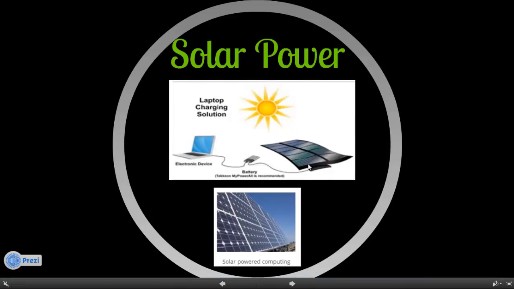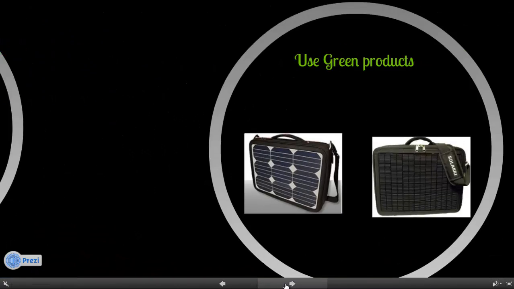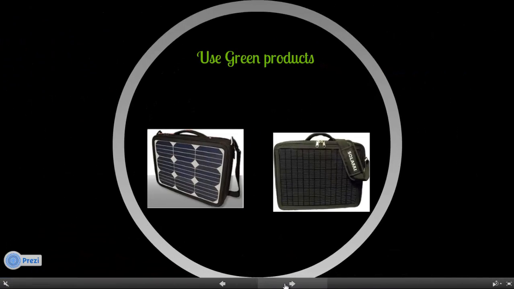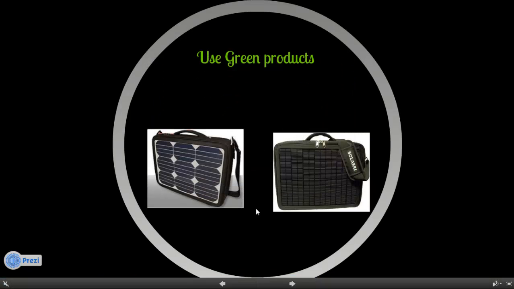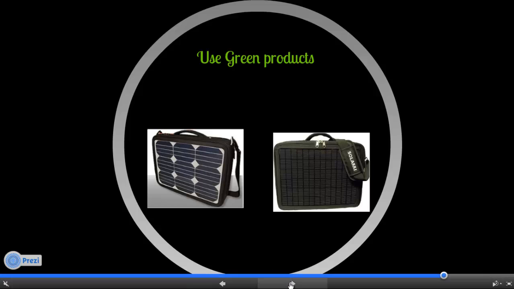See here, getting energy from solar power and recharging your laptop with solar power. Not only that, you can have solar-powered green products. These are green products from solar power. You can use the laptop bag. See here, when you are going away with the laptop, the bag takes energy from the sun and supplies it to your laptop. So use green products.